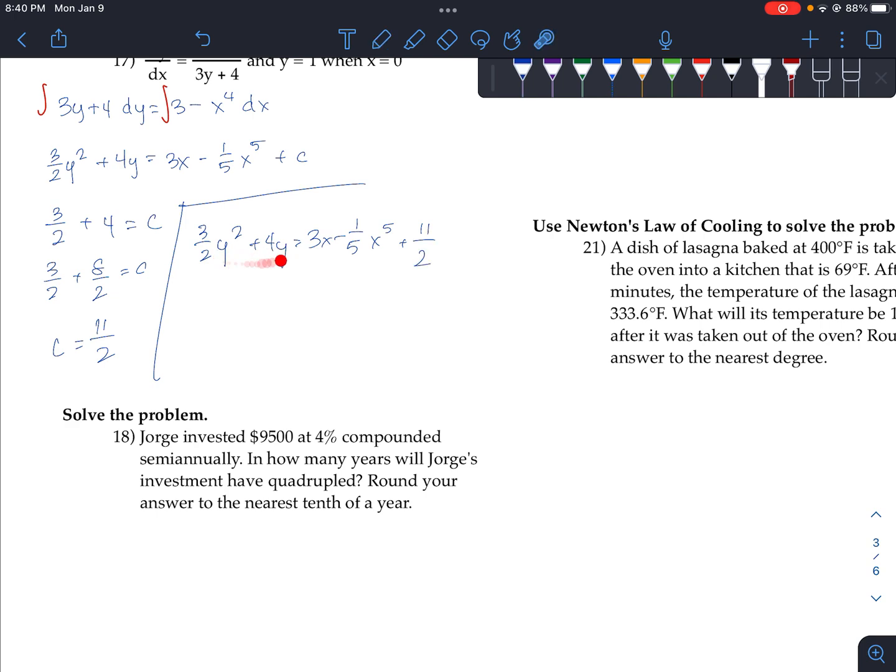Again, there's no way you're going to solve that for y. You're not going to isolate y. It's not going to happen, so that's good right there.